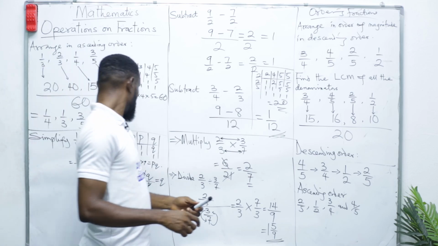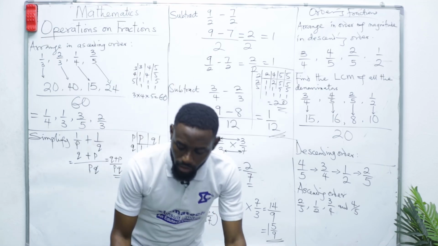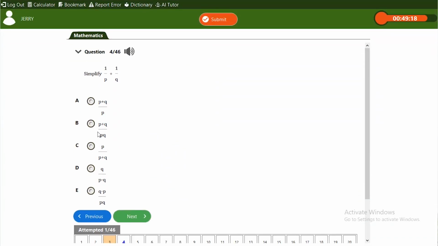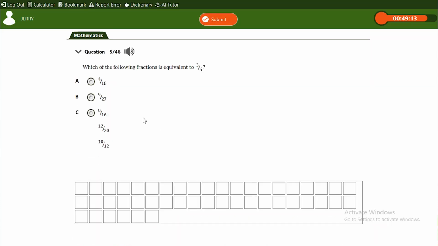So the option Q plus P all over PQ, okay, that is option B. So that is our correct option in that particular question.